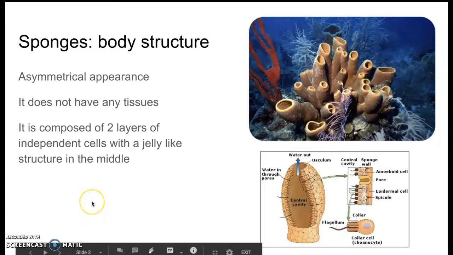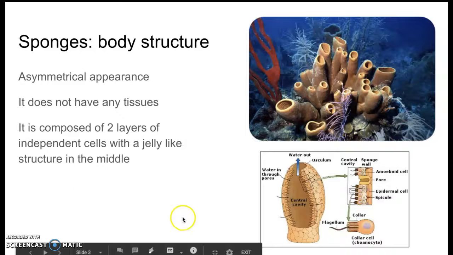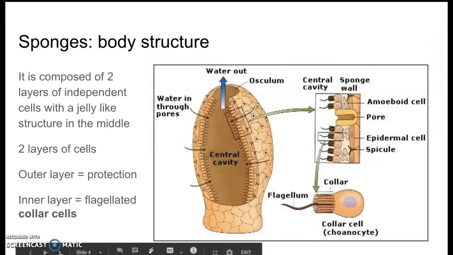So sponges have an asymmetrical appearance, meaning they can be all different kinds of shapes and sizes. It's the only organism that is considered asymmetrical, and it's composed of two layers of tissues of independent cells that have a jelly-like structure in the middle that holds everything together.